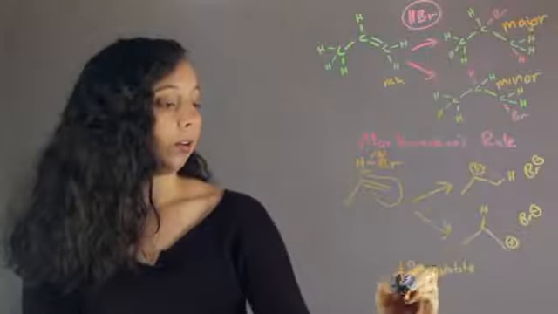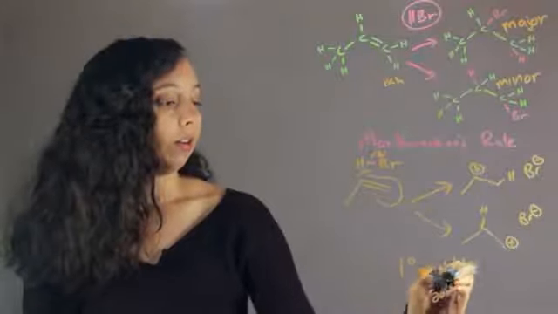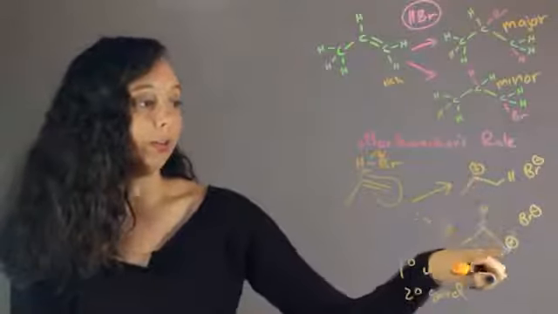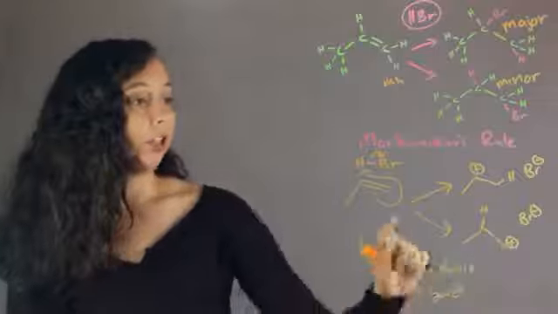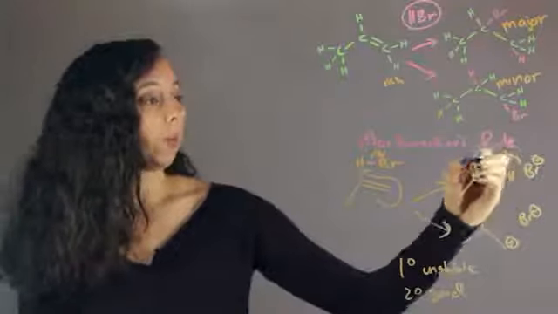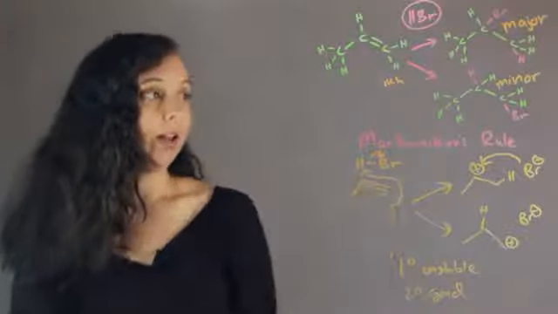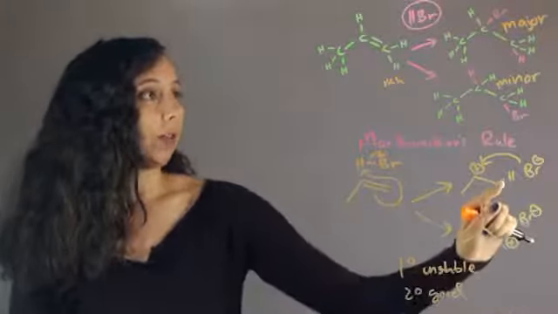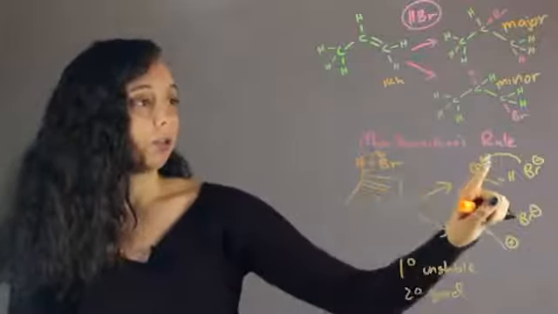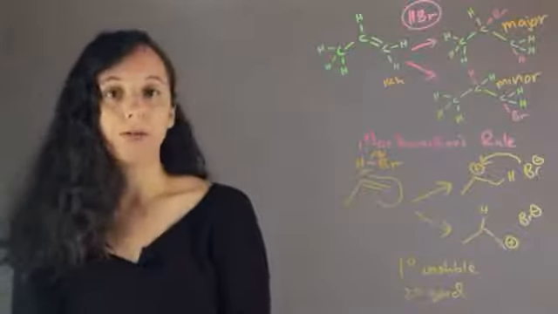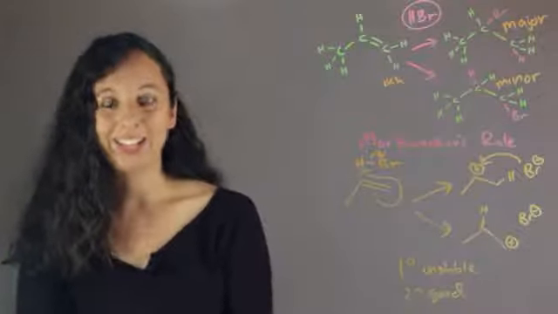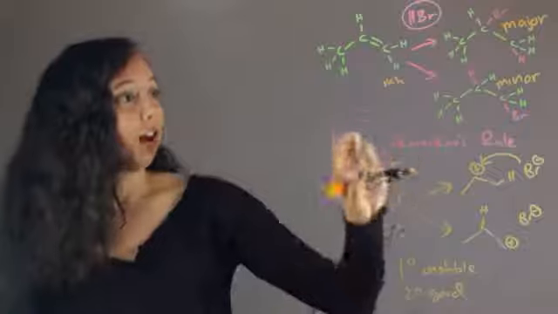So if we can form this, it's going to be a lot more stable than this. So we're going to take this route up here. The mechanism arrow will be this bromine coming in to attack that carbon, and this reaction ends up giving us our major product. And so even though Markovnikov's rule can be used to predict something, the real reason is carbocation stability. I'm Robin Higgins, and this has been How Does Markovnikov's Rule Work?